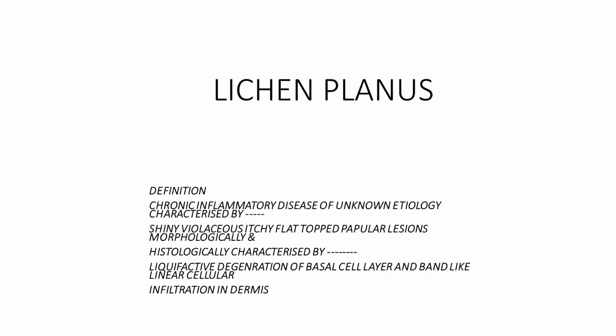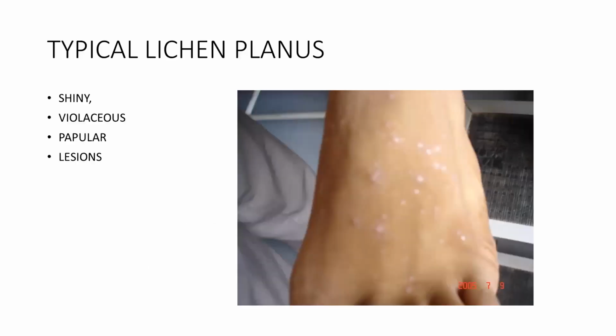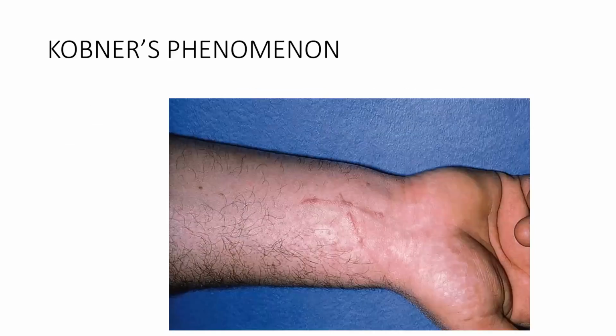Lichen planus. A chronic inflammatory disease of unknown etiology characterized by shiny, violaceous, purplish, flat-topped papular lesions, morphologically and histologically by liquefactive degeneration of the basal layer and a band-like inflammatory infiltrate. Typical LP: shiny, violaceous papular lesions. Koebner phenomenon, that is, at the trauma site the lesions develop again in a person who has this disease.